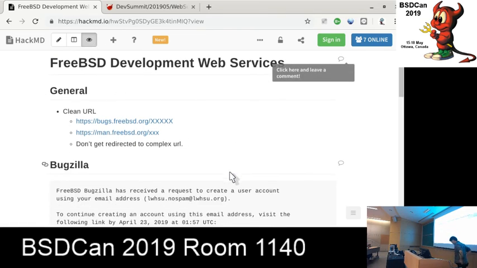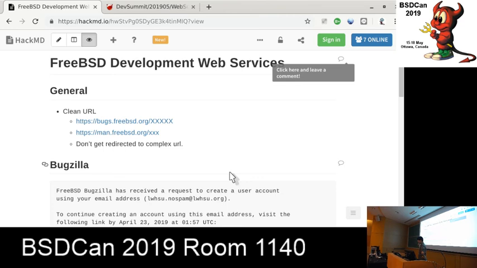So the first thing I'd like to see is that currently most of the systems have their own URL scheme, such as Bugzilla. If we do have a URL scheme, or a redirection rule, such as bugs.freebsd.org/bug number, if you click on that, it will be redirected to a very long query string, which is not very easy to memorize.